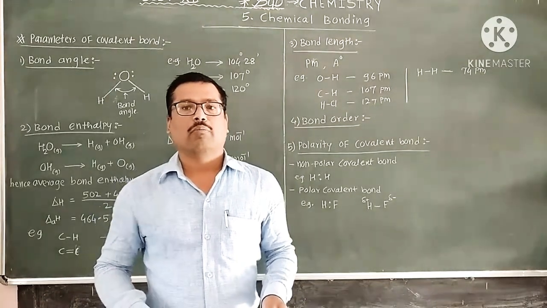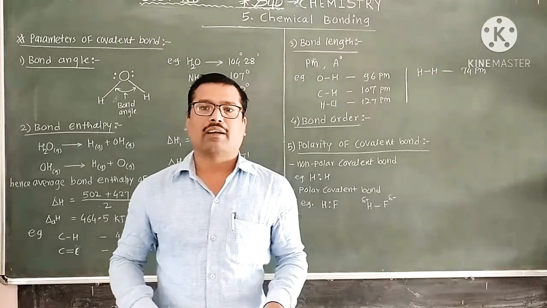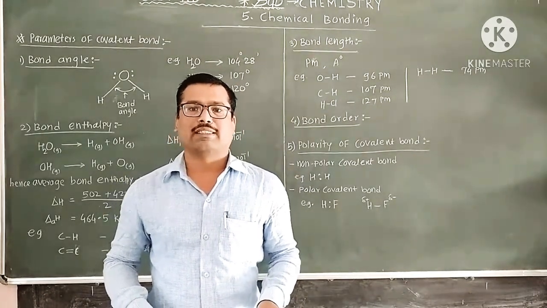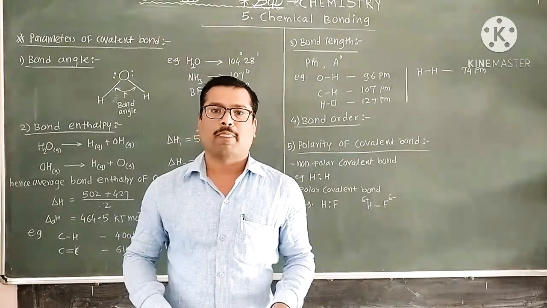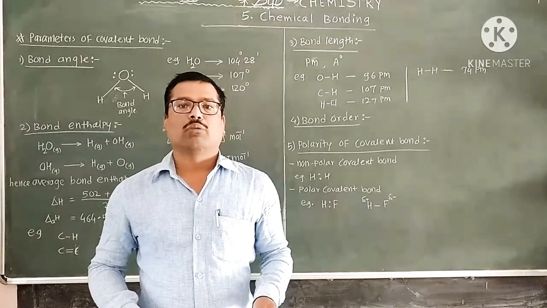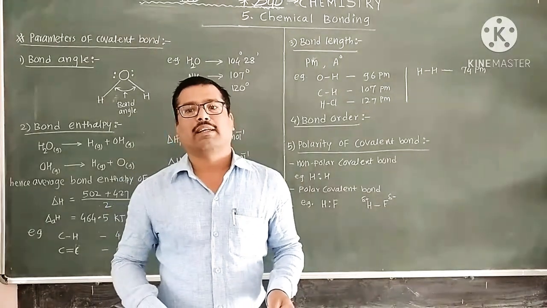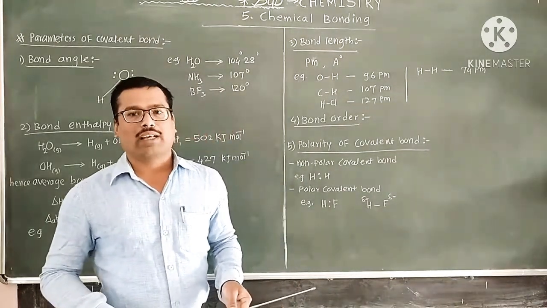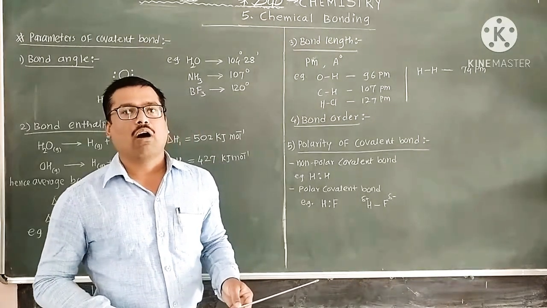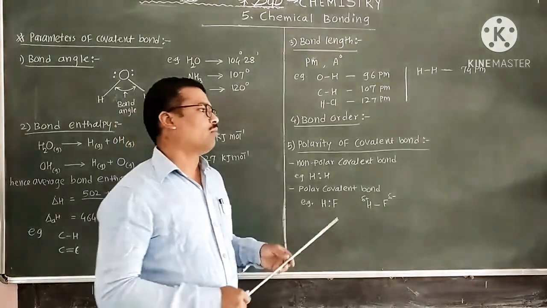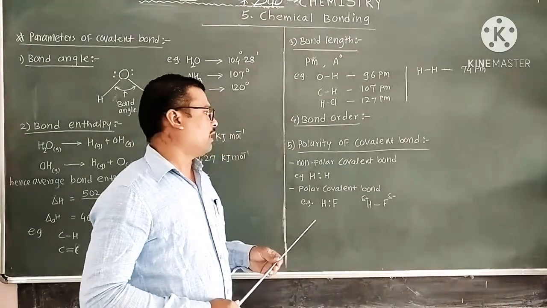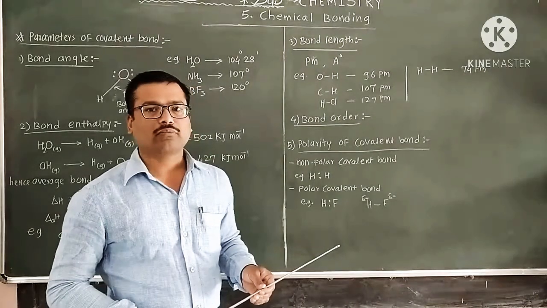A shared pair of electrons is attracted equally to both atoms and is present at the center between the two atoms, and that covalent bond is called a non-polar covalent bond. Non-polar covalent bond कशा प्रकारे तयार होतो?